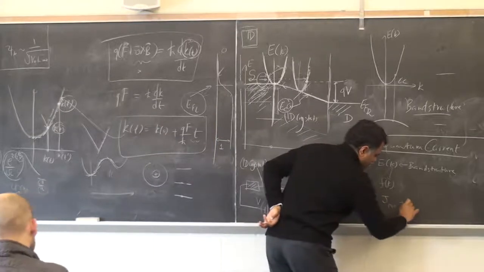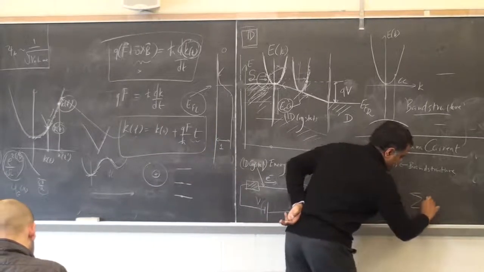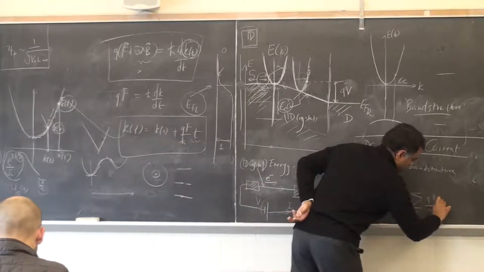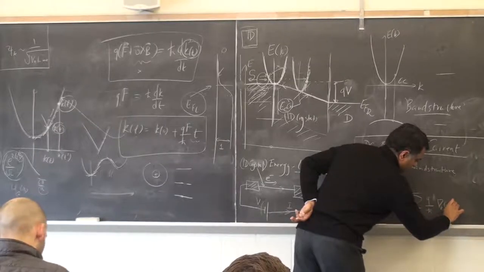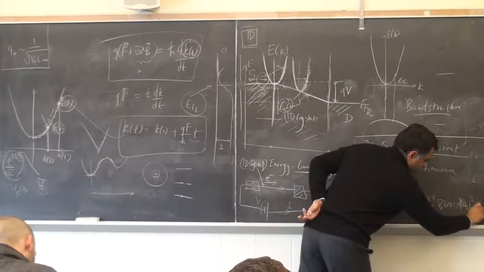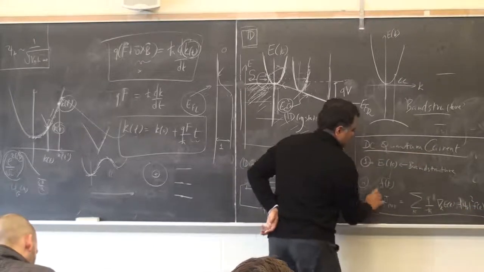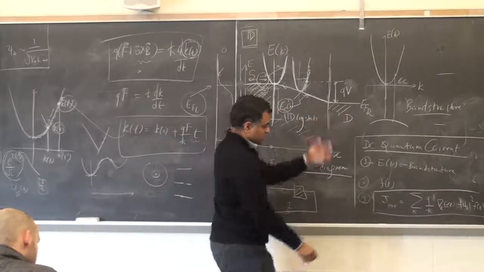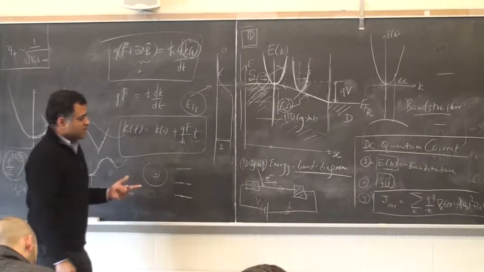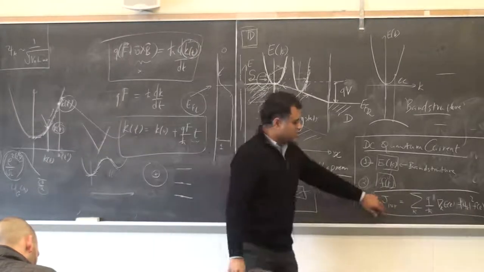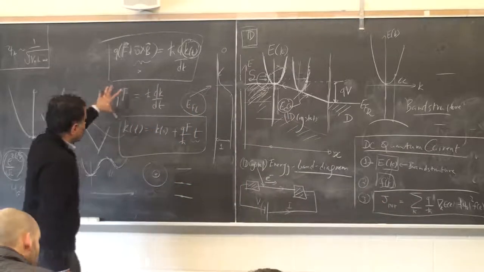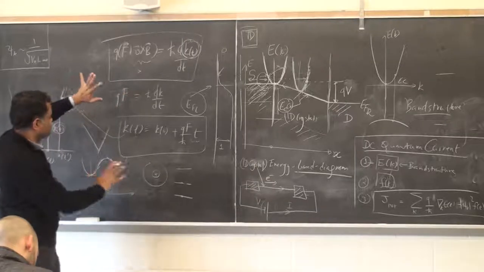J net is equal to the sum over all k states of q over h bar, a gradient, I'm just writing in the more general form, f of k, mod psi k squared. So that's your current, and you're done. This is the procedure for DC current calculation: find the band structure, find the occupation of the k states, sum over all group velocities, and you're done.